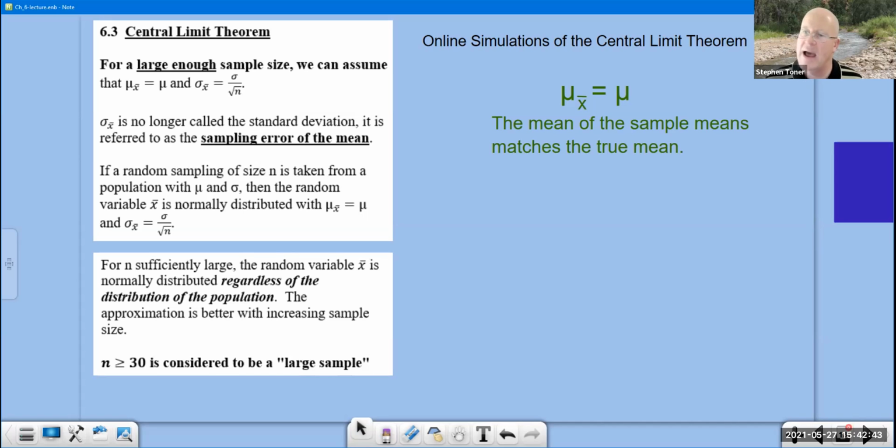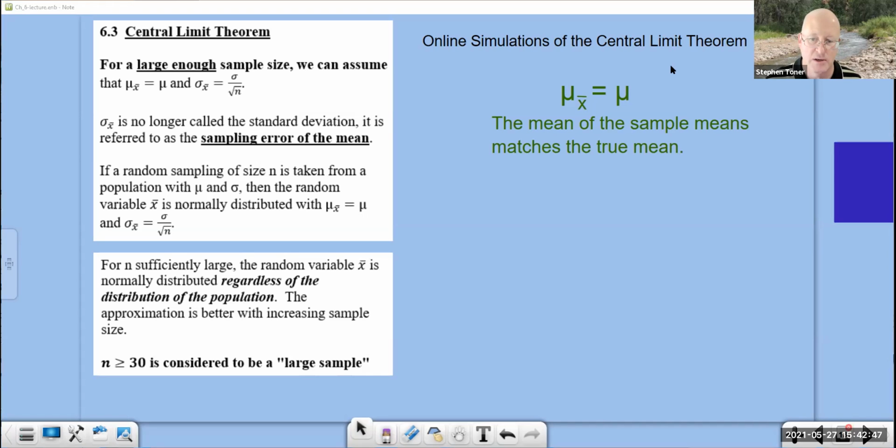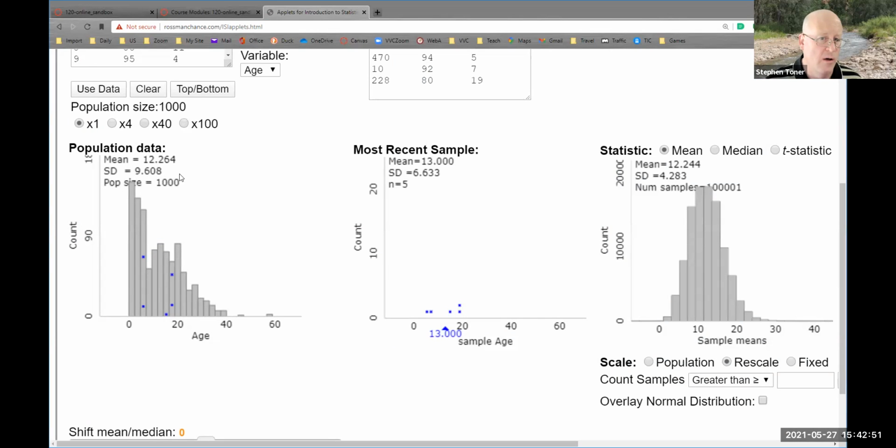Now let's go back to this online simulation that I had up a second ago. The true mean age of all 1,000 pennies is 12.264 years old. What was the mean of all of our sample means? Not 12.264, but it was pretty darn close, 12.244. So it was off by a couple hundredths of a year.